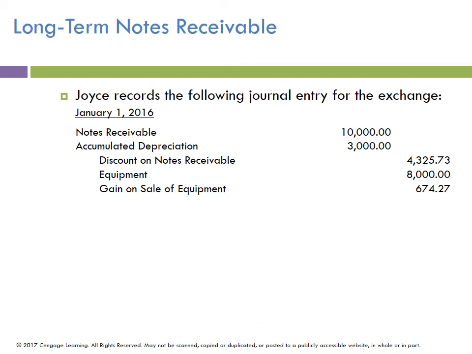The journal entry then would be debit notes receivable for the $10,000, credit the discount on notes receivable for the difference between the face and the present value. Debit equipment, credit equipment $8,000, the original cost, and debit the accumulated depreciation of $3,000, which would give you your $5,000 book value. The difference would be recorded as the gain on sale of equipment, $674.27, or the present value of the note minus the book value of the equipment. That is how you determine your gain.